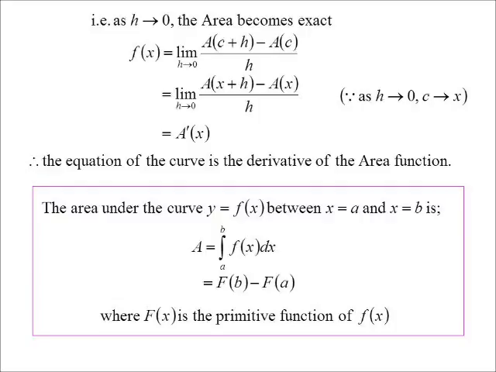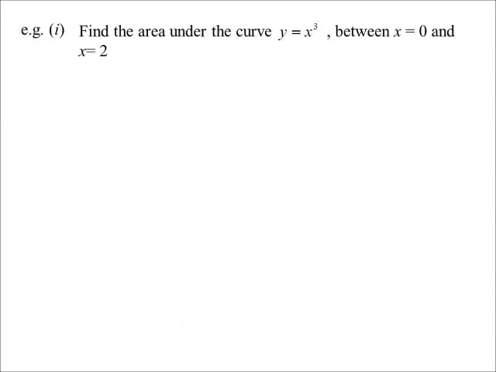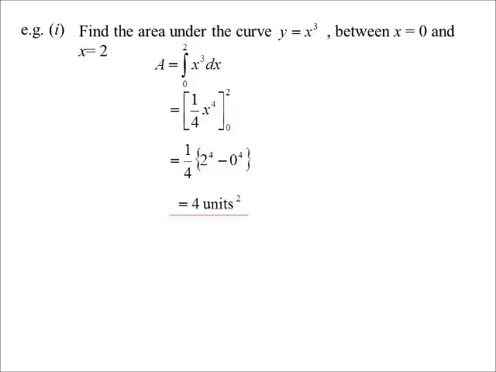So let's go back to our cubic. We were trying to find the area under the curve. How did he know it was 4 exactly? x cubed between x equals 0 and x equals 2. Now I can say the area is equal to the integral from 0 to 2 of x cubed dx. Add 1 to the power over the power: a quarter x to the power of 4. Substitute in 2, substitute in 0. 4.